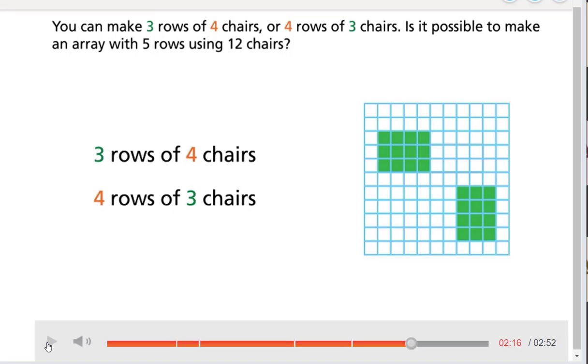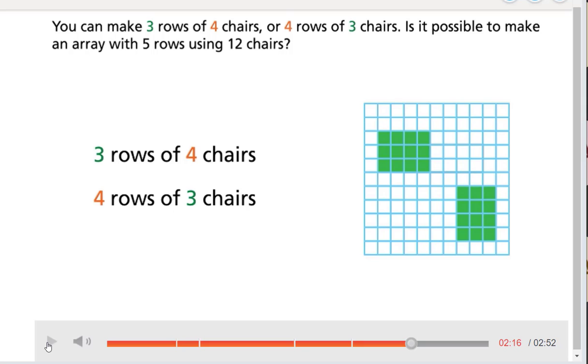Do you think we can use five rows? No. Why? Because if we try in the table of 5, we will not find a number multiplied by 5 equals 12.